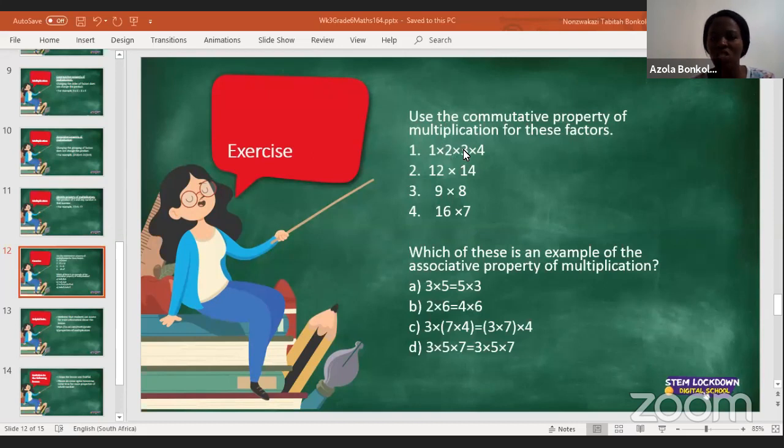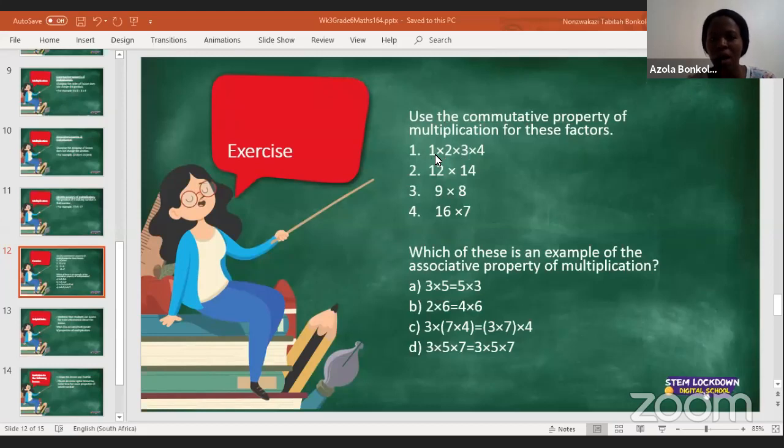Okay, when we have 4 digits, it is still the same rule that applies. We are just going to move the numbers around. Remember, it's commutative property, it's not associative property, so we are not grouping the numbers. We are just going to move them around. Remember, we said with commutative, we just move the numbers around, but the answer must remain the same.